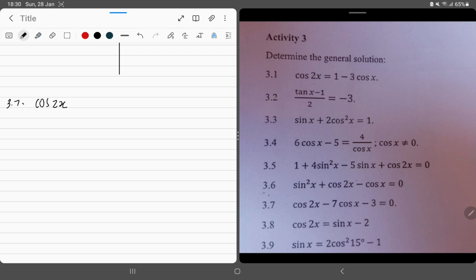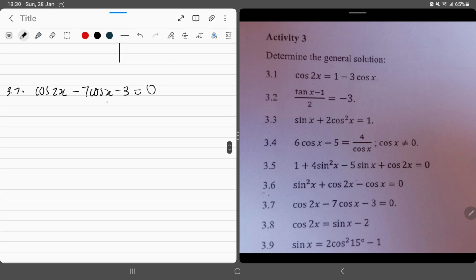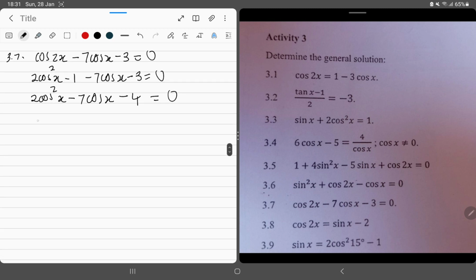Then 3.7, cos of 2x minus 7 cos of x minus 3 is equal to 0. I have a cos there, so I'm going to change this to the one that has a cos only. So this is 2 cos squared x minus 1 minus 7 cos of x minus 3 is equal to 0. 2 cos squared x minus 7 cos of x minus 4 is equal to 0.